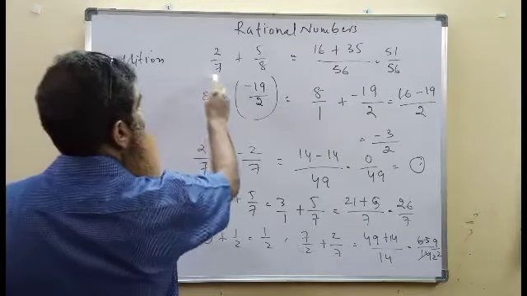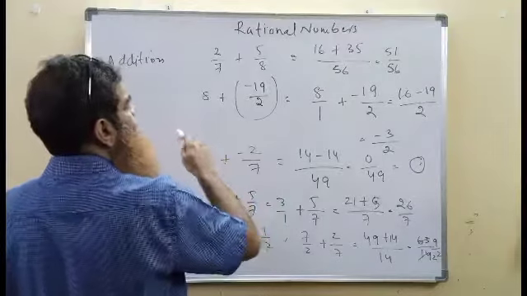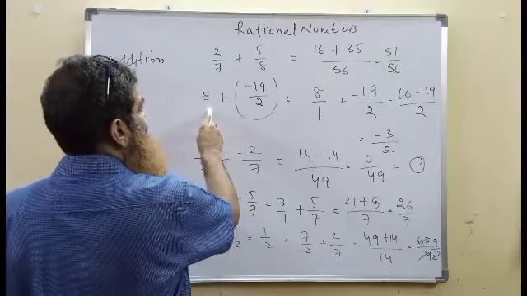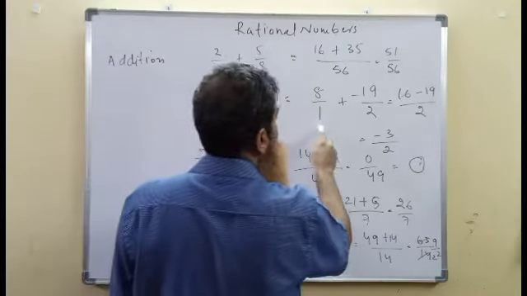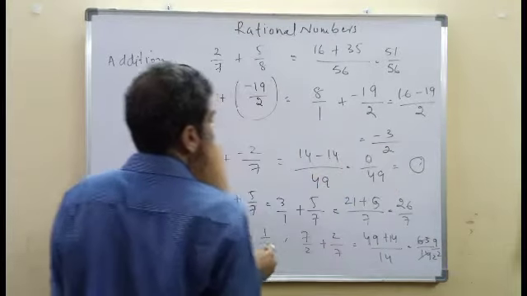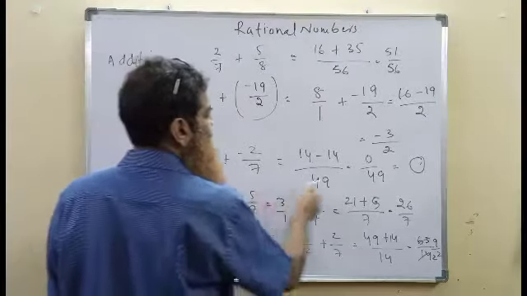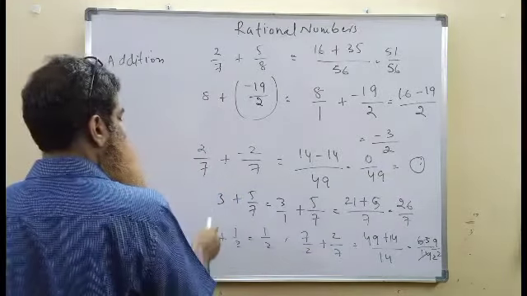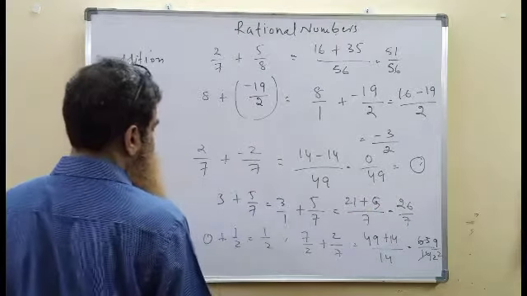Example 1: 2 by 7 plus 5 by 8. We got the result 51 by 56. Another thing we checked: 8 plus minus 19 by 2. The result was minus 3 by 2, a rational number. 2 by 7 plus minus 2 by 7 is 0, a rational number. 3 plus 5 by 7 is 26 by 7, again a rational number.